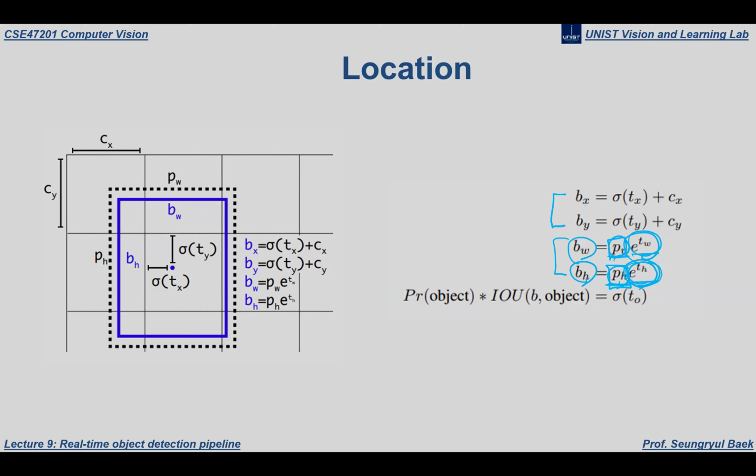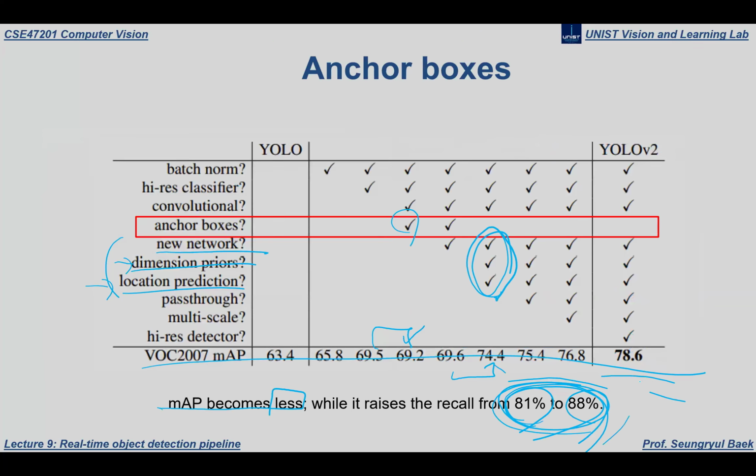And also, this is the center of the bounding box, and this is the center for each grid cell, and they only estimate the residuals from the center values. So this is also the location estimation method in YOLO version 2, and it is the same for confidence values. By using this new network, the bounding box dimension prior, and location prediction, they can improve the precision a lot.